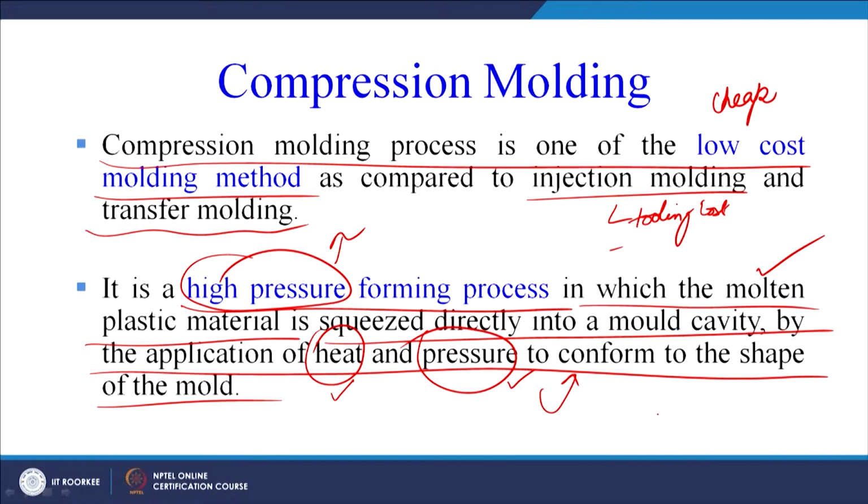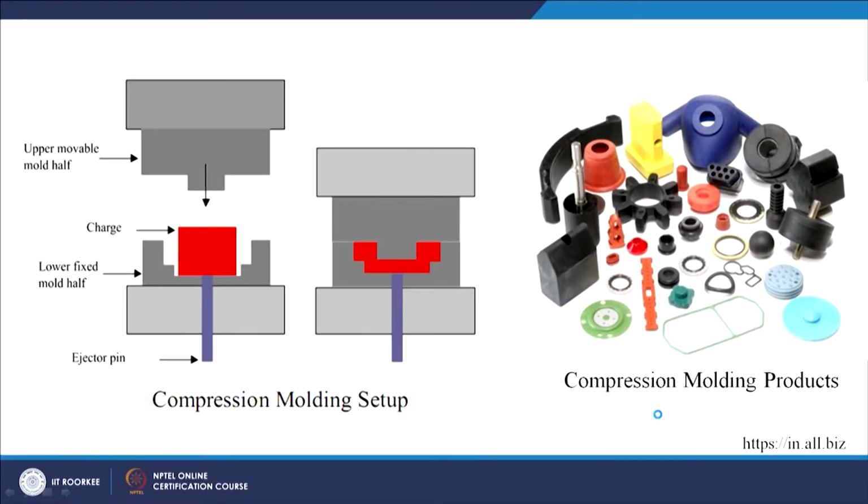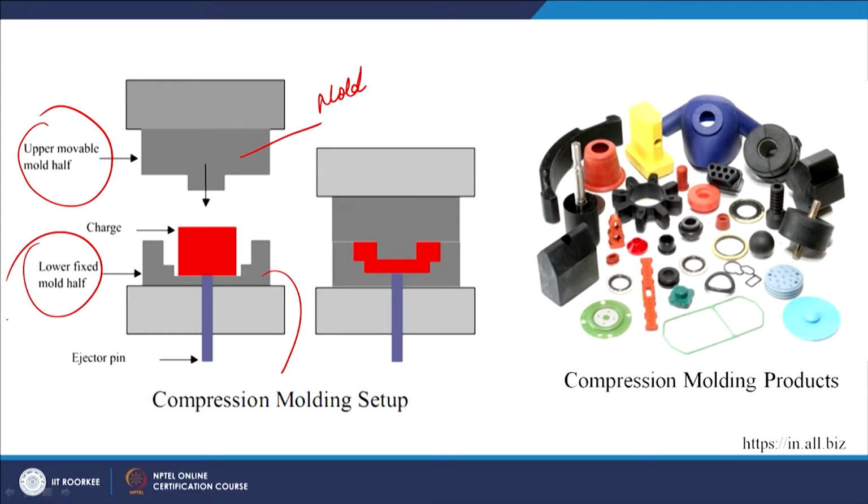So, let us try to understand this with the help of a diagram. This is the upper movable mold half, this is the lower or fixed half of the mold, and this is the charge, or in simple language, the raw material which is kept inside the two halves of the mold.